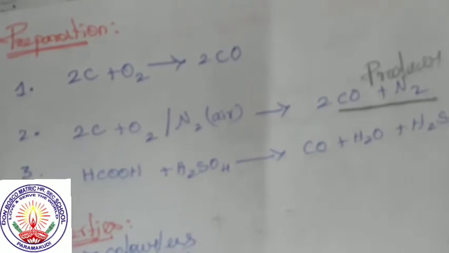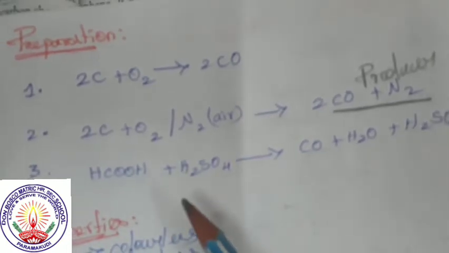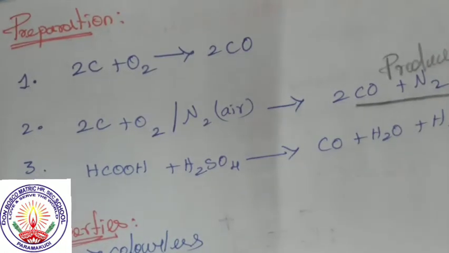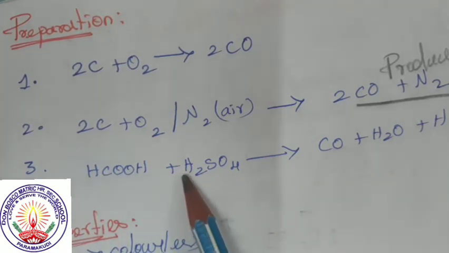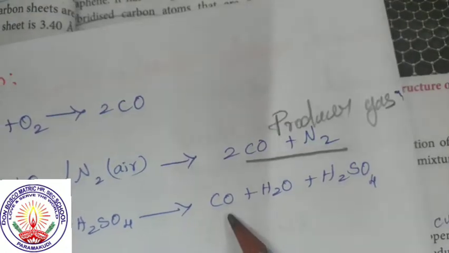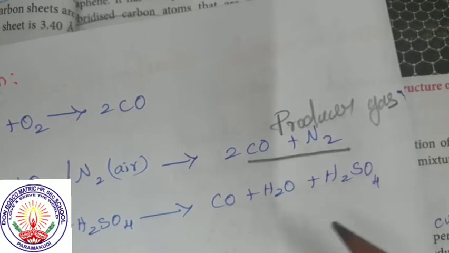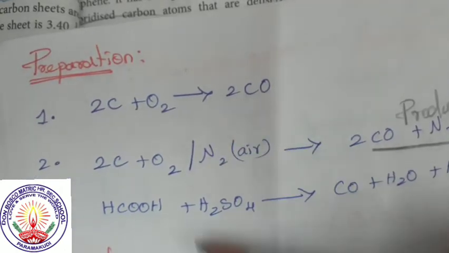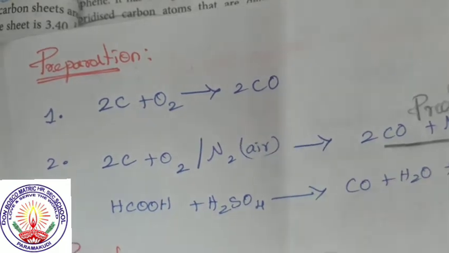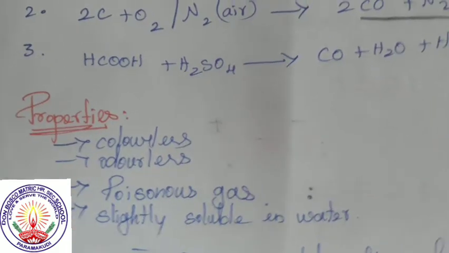In the third way, we can prepare this carbon monoxide from methanoic acid, that is nothing but HCOOH. When it is treated with H2SO4, we are getting carbon monoxide, water plus H2SO4. So these are the 3 ways of preparation. Next we shall see the properties of carbon monoxide.